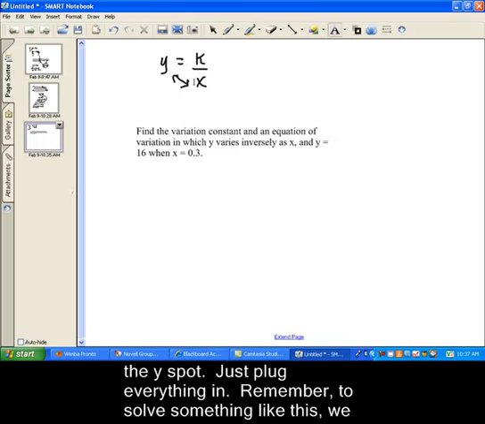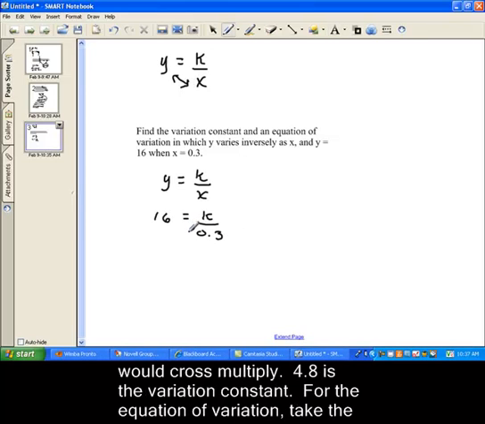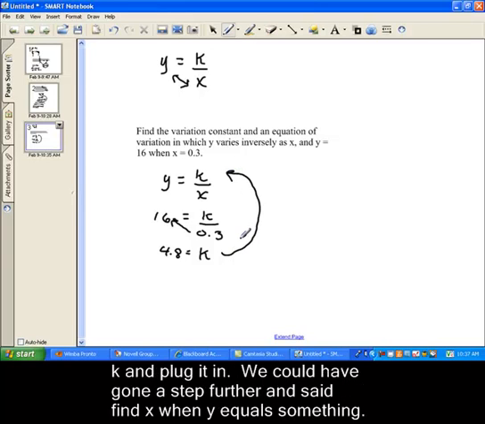So we just plug these things in that we have. Remember when you want to solve something like this, if it's division, you're going to do multiplication. So we're going to cross multiply these two numbers. And 16 times 0.3 is 4.8. That's our constant. That's our variation constant. That's k. What we want to do now for our equation of variation is take the k and plug it into our equation. That's our equation of variation.